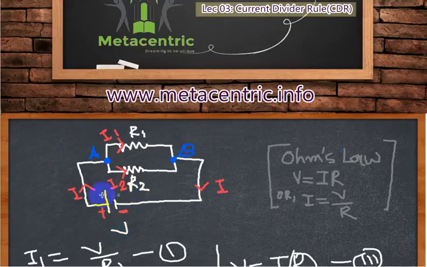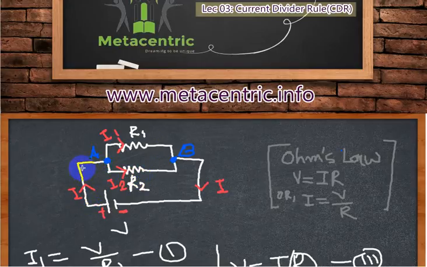This is the battery of V volt, and this is the current I which is flowing from the positive terminal towards the negative terminal. Whenever the current I reaches the point A, it actually divides because it has two paths. Current needs paths to flow. So basically at point A there are two paths. One path is going through R1 and another path is going through R2.